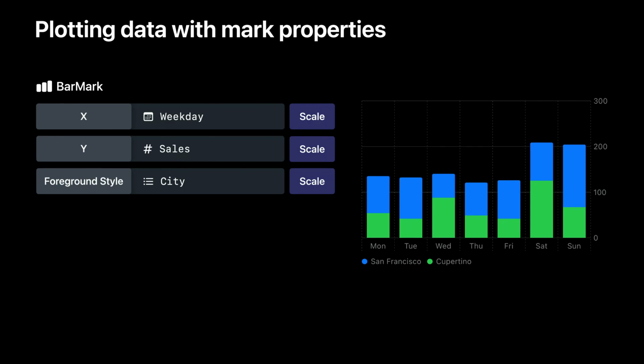For example, in this chart, we have 3 scales, each transforming weekday to x, sales to y, and city to foreground style, respectively. By default, Swift Charts infers the scales automatically from the data, so you get a nice chart out of the box. You can use the scale modifiers to configure the scales in your chart. Let's take a look at a few examples.